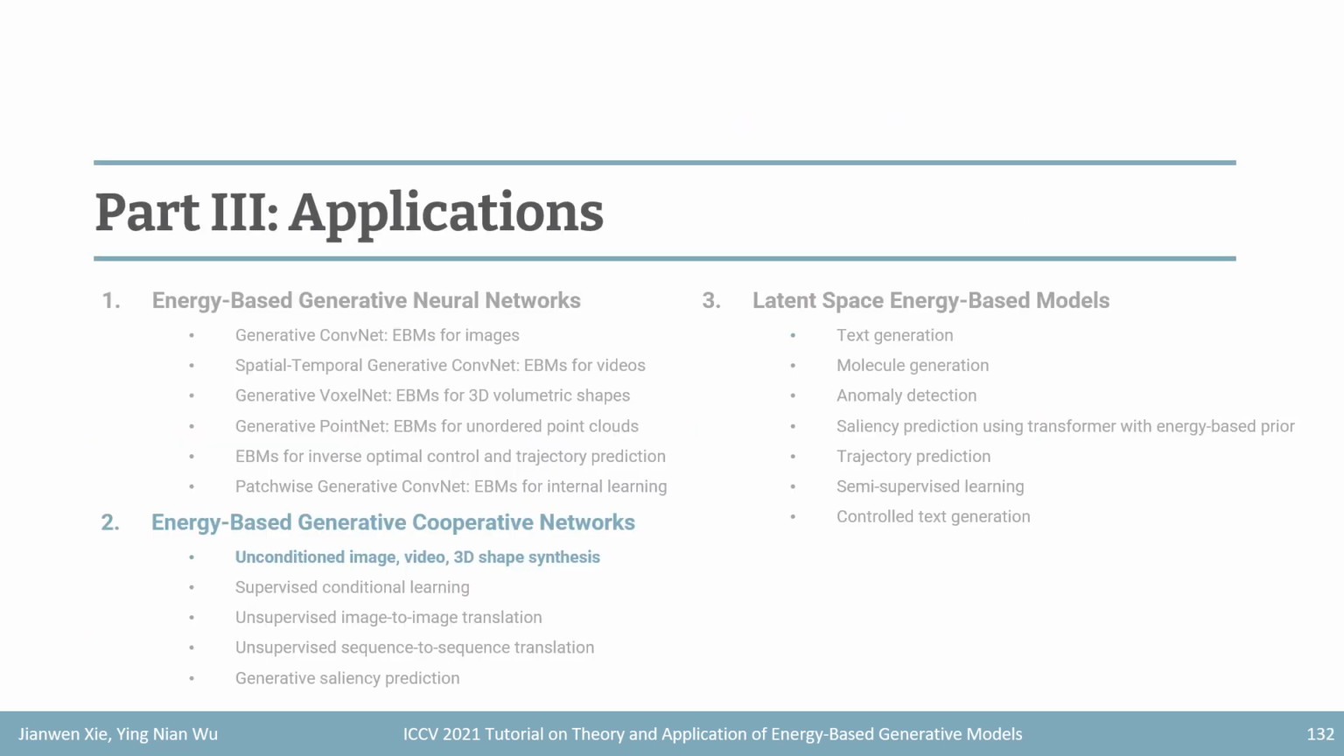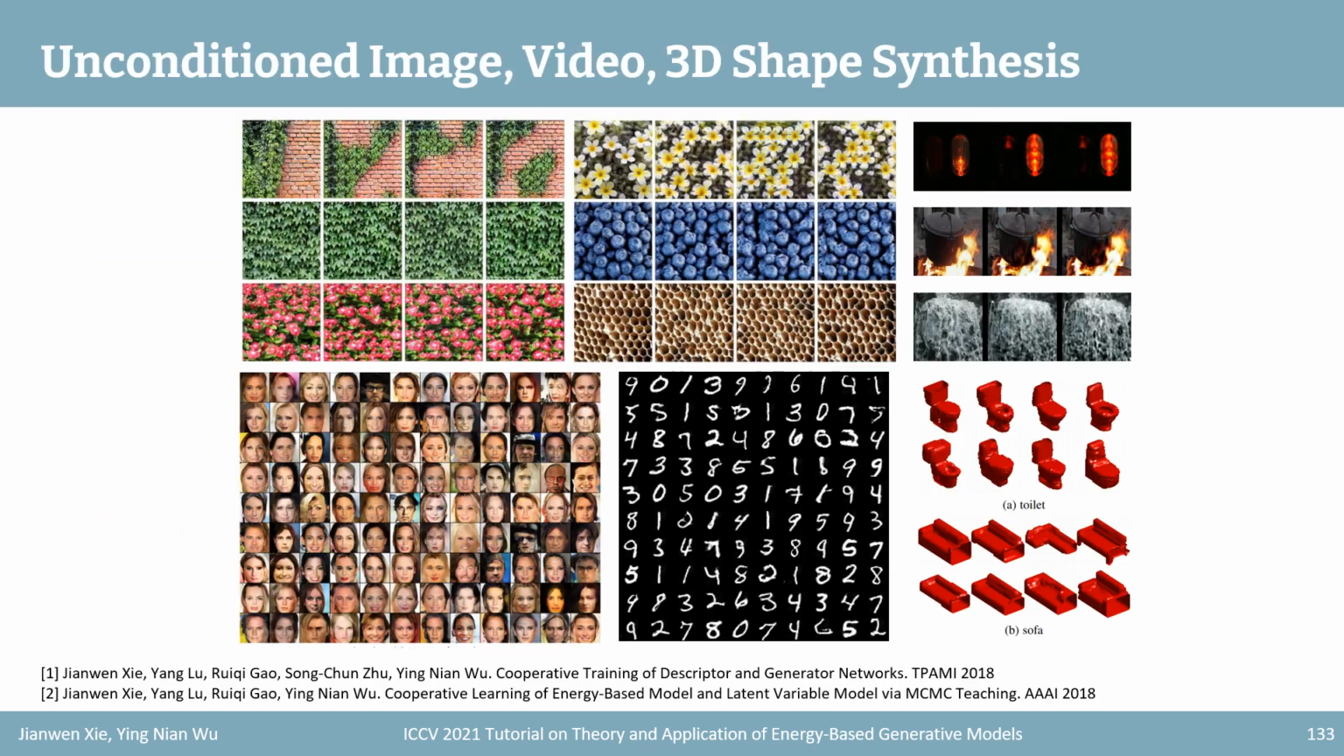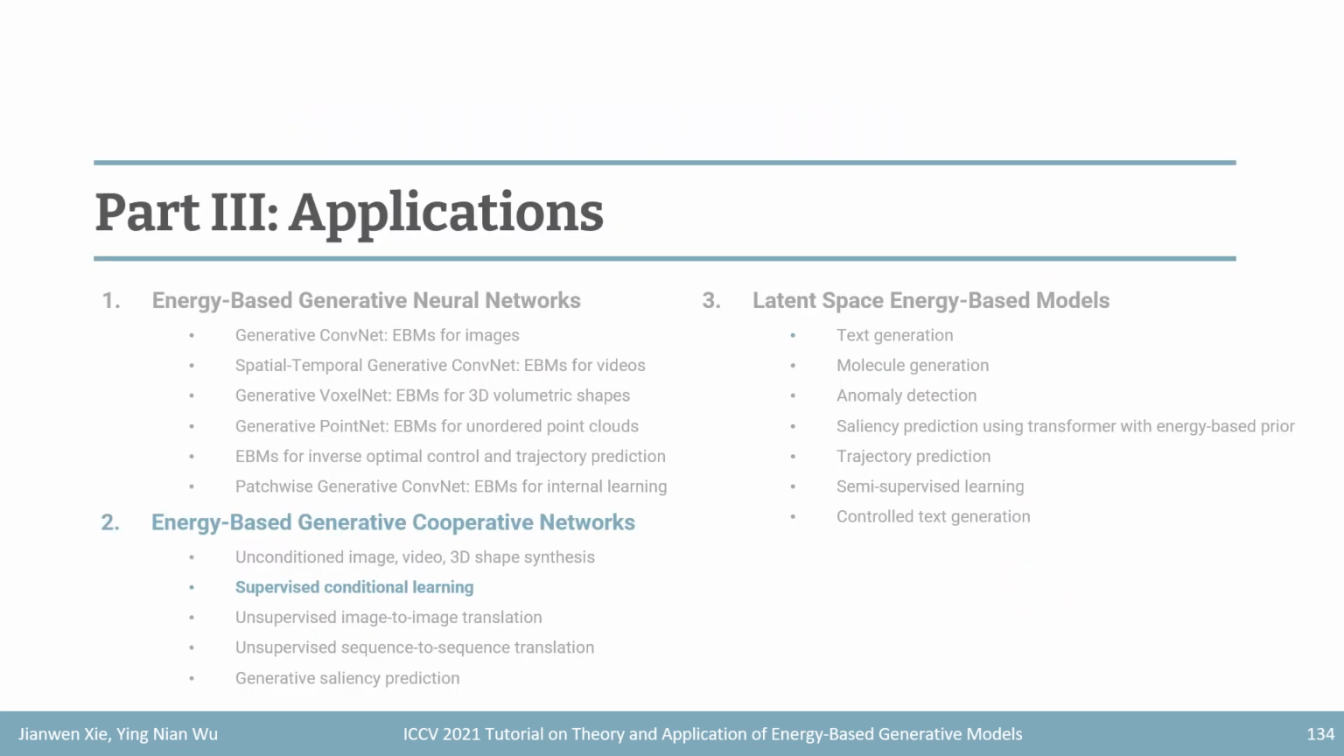Now let's start to talk about another type of energy-based framework, the generative cooperative network. The energy-based generative cooperative network has been very successful in unconditioned image, video, and 3D shape generation. Now we focus on supervised conditional learning by generative cooperative network.